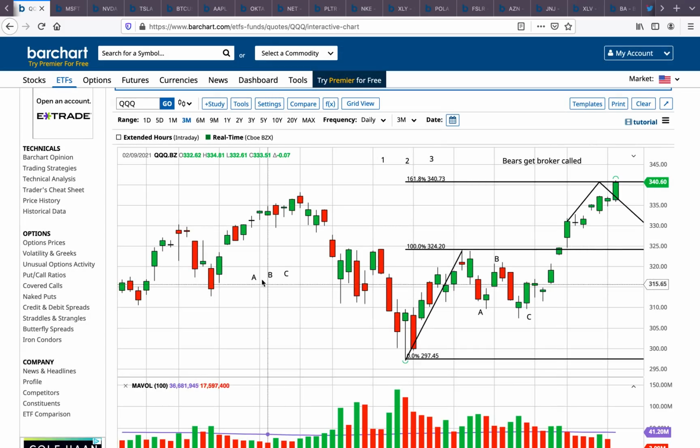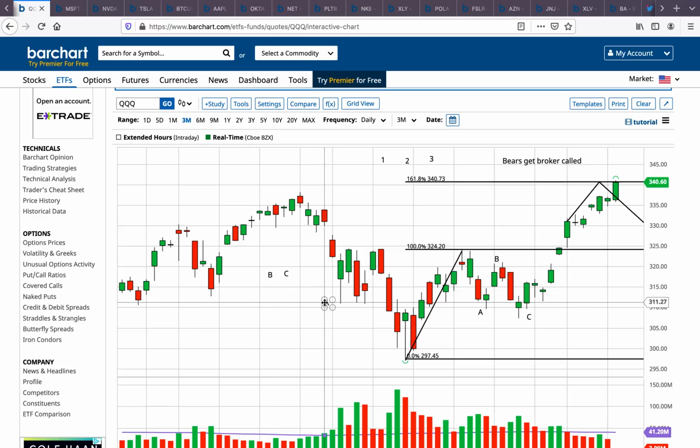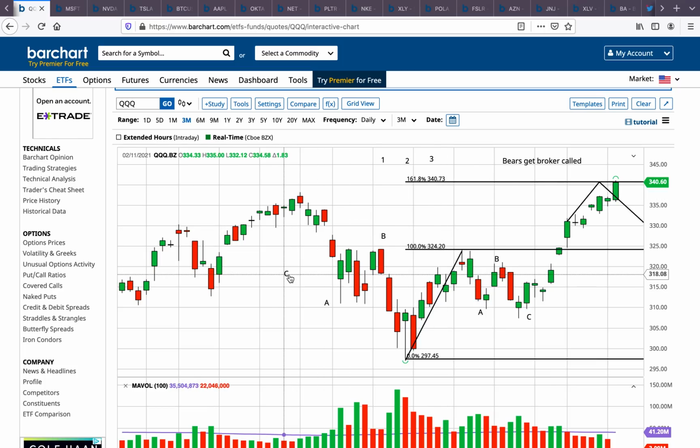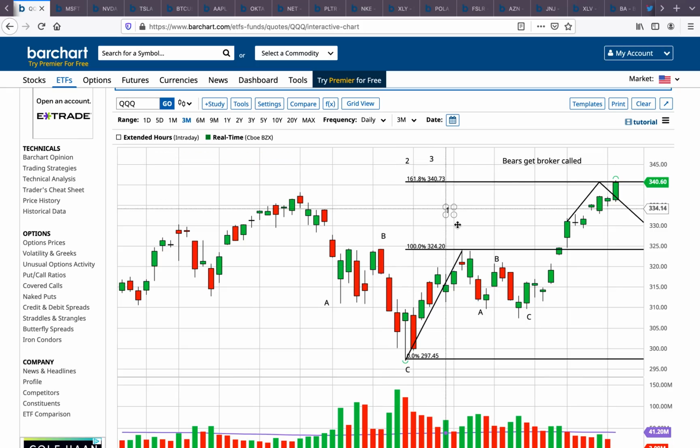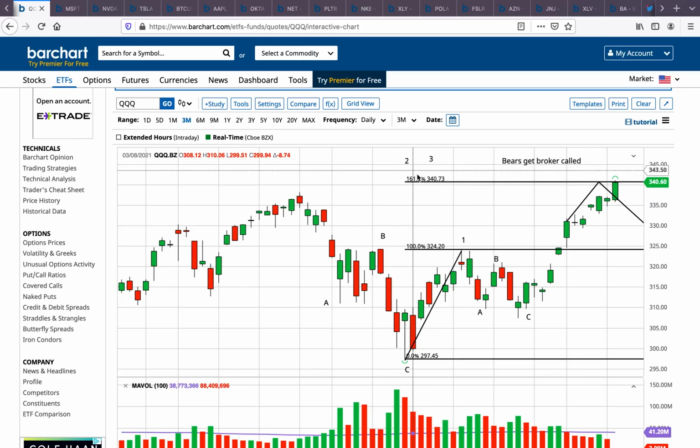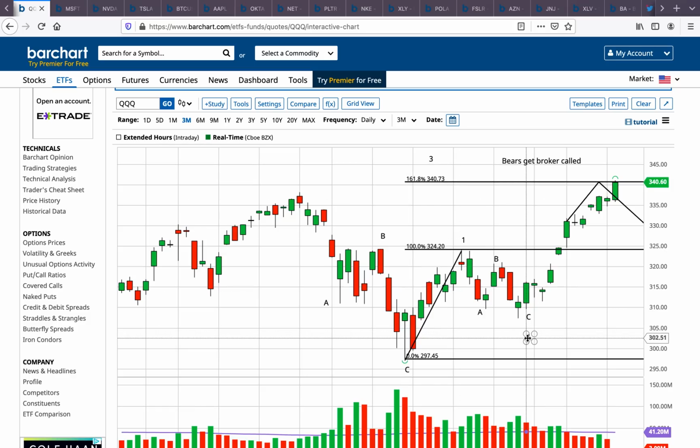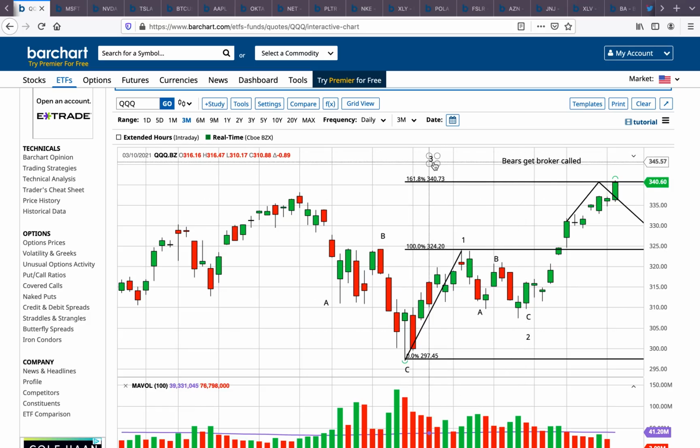What we've done today is QQQ has passed the 161.8% extension of wave 1. So that proves from an Elliott wave standpoint, this was not a wave A, this was not a wave B, and this was not a wave C. This was a wave 1. This was a wave 2, and this was a wave 3.